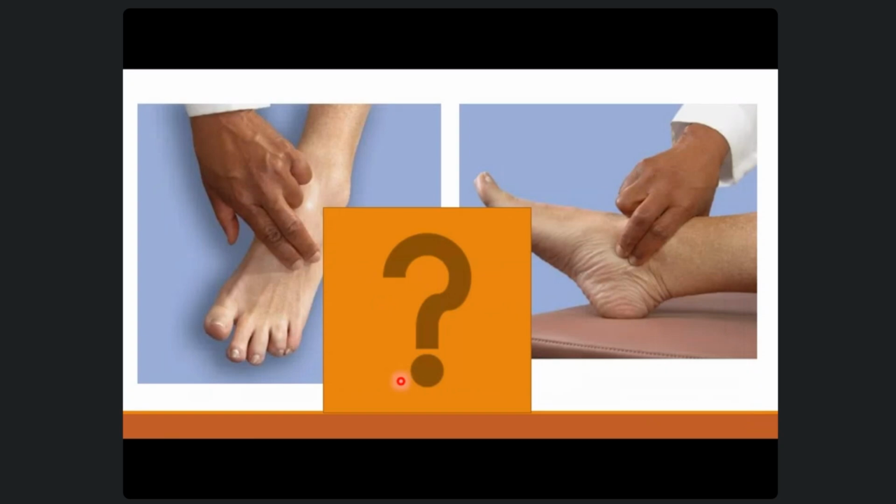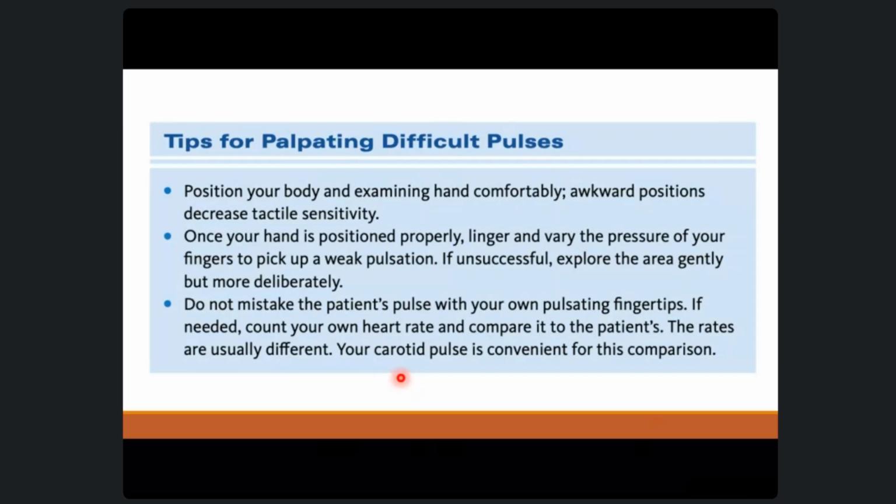Sige. May question mark dito. So what are you gonna do if difficult to palpate ang pulse? Then, ito. So you need to position your body properly. And of course, the examining hand as well, you need to have it in a proper position. Kasi awkward positions decrease tactile sensitivity. So once your hand is positioned properly, linger and vary the pressure of your fingers to pick up a weak pulsation. If unsuccessful, explore the area gently but more deliberately.